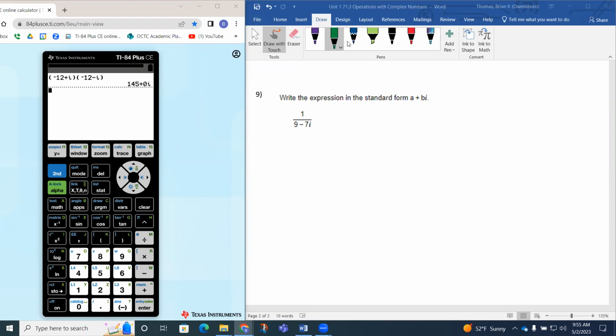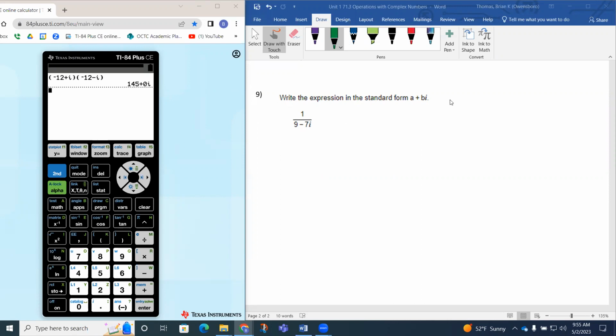So one of the things we get into here is we want to write this expression in the form of a plus bi. Now, one of the things in math is they do not want a complex number to be in the denominator. This 9 minus 7i, they do not like that to be in the denominator. So what we do is we want to make that a real number.